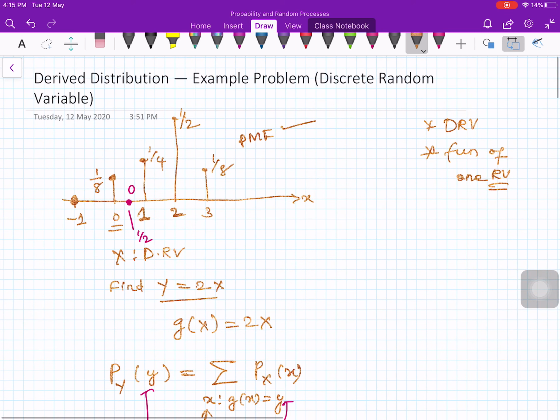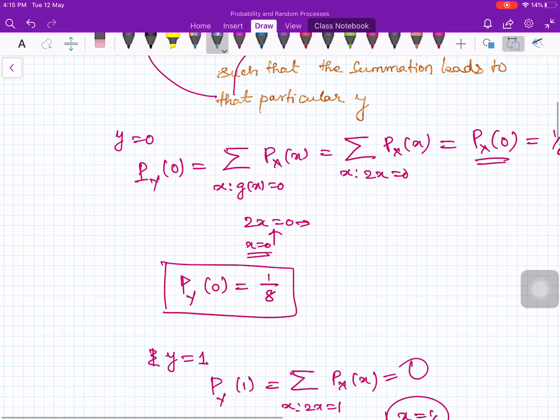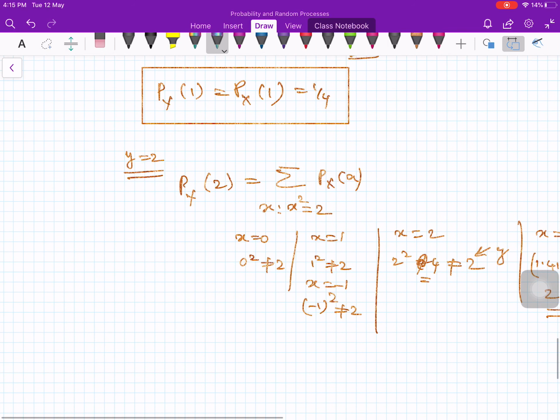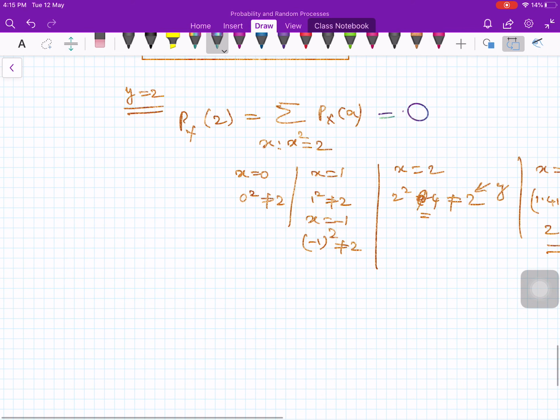If you look at the figure, the 1.414 will be here somewhere, like here. So this is 1.414. There the probability is 0. Therefore, no value satisfies this condition. So it is equal to 0. Therefore Py of 2 equals 0.